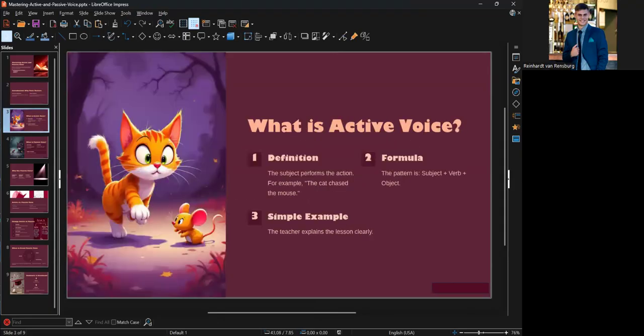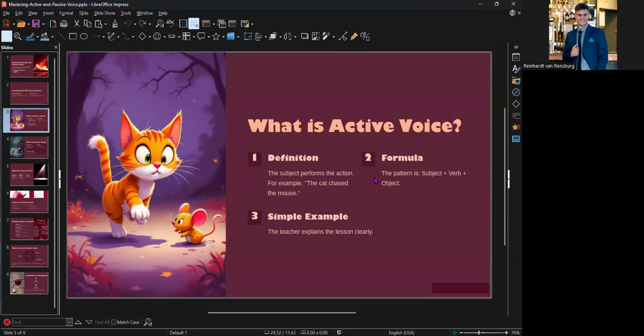Okay, so what is active voice? Let's start with active voice. This is the default way we construct sentences in English. Now, let's look at the definition: the subject performs the action. For example, the cat chases the mouse.